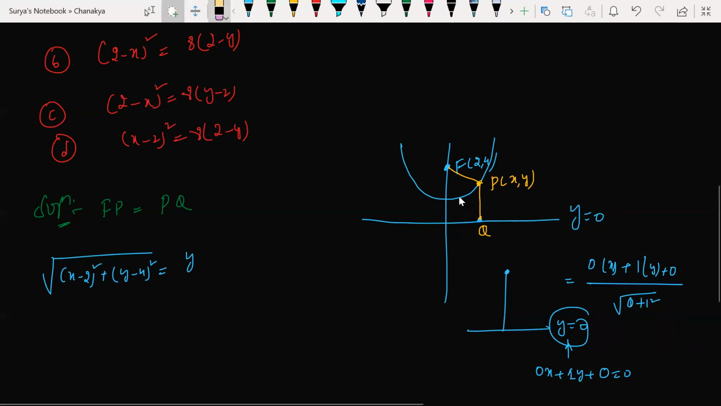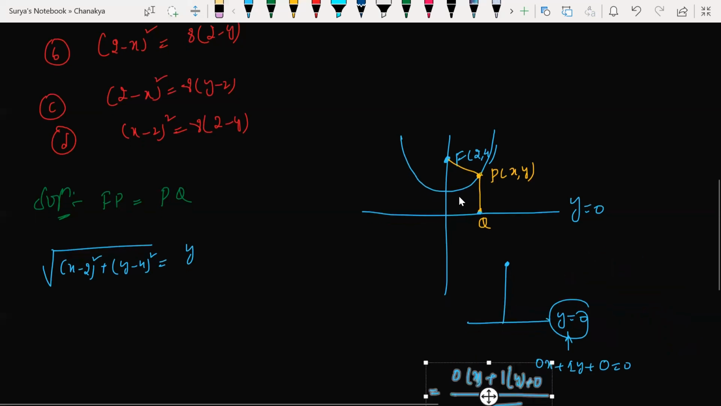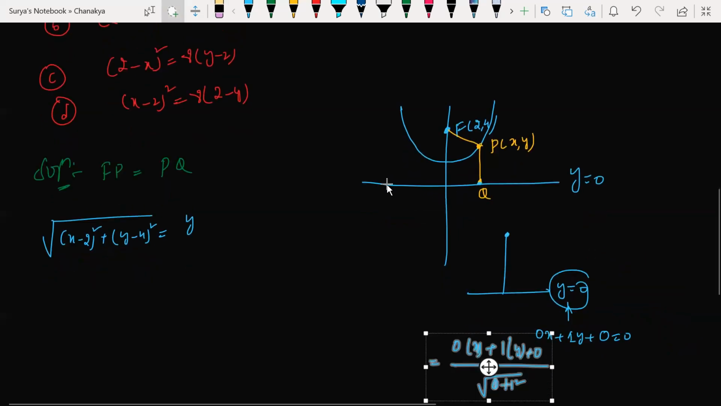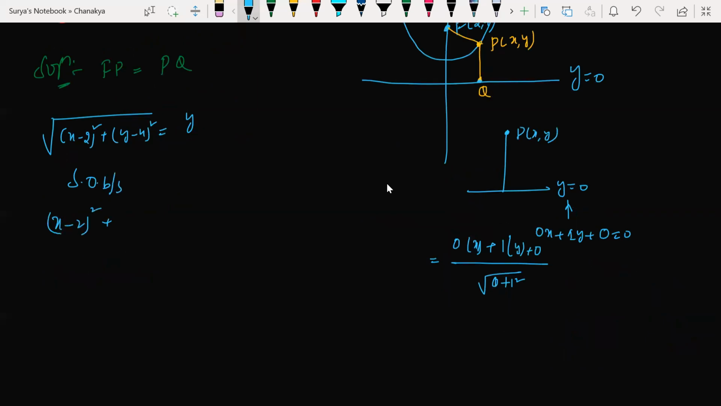Guys, understood or not? Any doubts in finding this? It's very simple. I have a point which is P of x comma y. From that point, I just found the distance to that particular line, y is equal to 0. So the PQ value I got is y. So squaring on both sides, very simple. Squaring on both sides, so what would I remain with? x minus 2 whole square plus y minus 4 whole square is equal to y square.